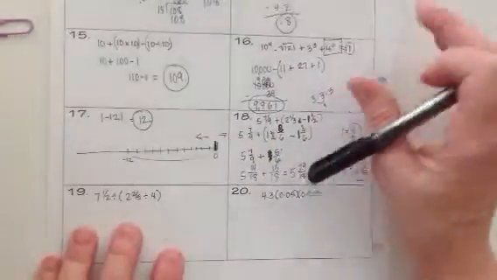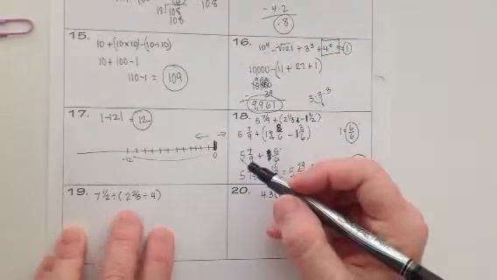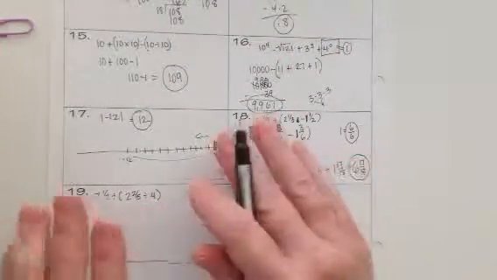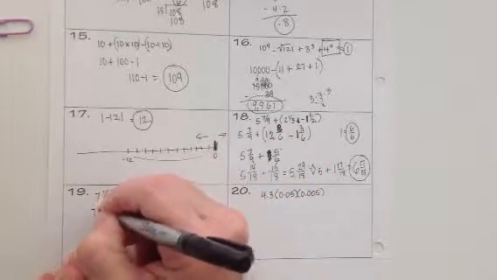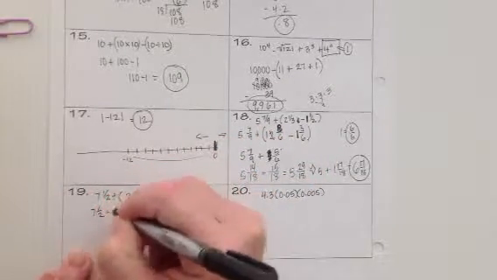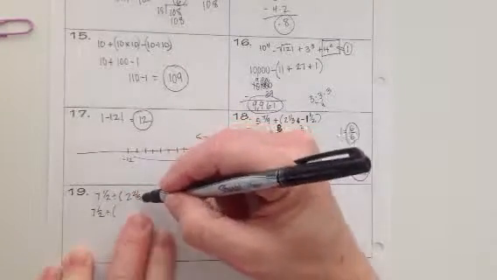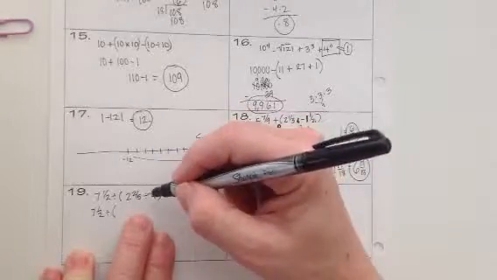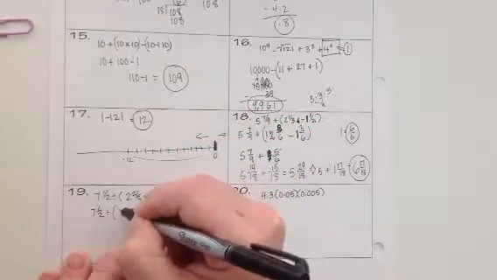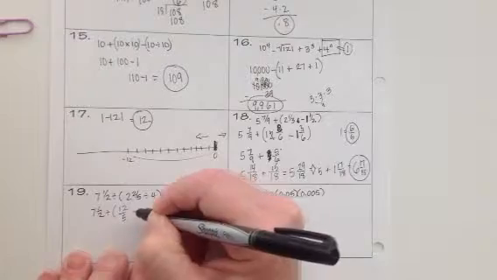All right. Number 19. 7½ divided by 2 2/5 divided by 4. I have to do what's in the parentheses first. So I always tell you, write down everything. All right. So in order to do this, I need to make this an improper fraction. 5 times 2 is 10, plus 2 is 12. So I have 12 over 5.